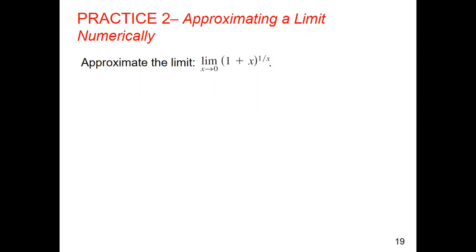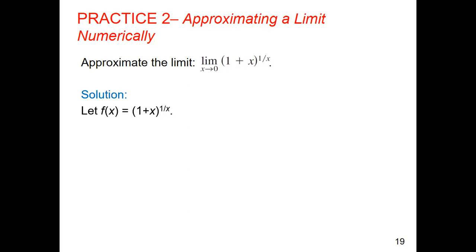So if I have the limit as x goes to 0 of 1 plus x to the 1 over x power, I can't really do anything here, right? I have a 0 in the denominator of a power. That's not going to do anything, and I can't rationalize. I can't do anything. So I'm going to go to the calculator. I'm going to put this in as a function. So I'm going to put f of x in, and I'm going to go look at the table, or I'm going to go look at the graph.